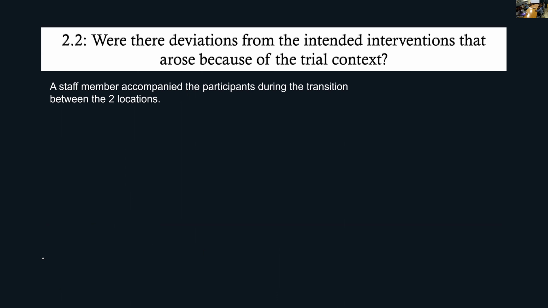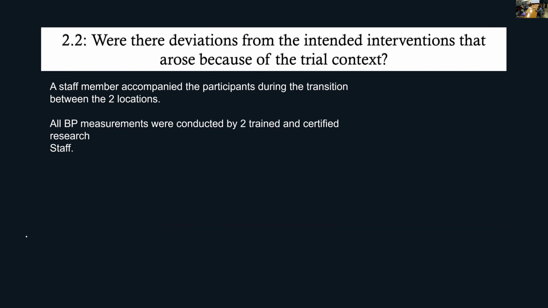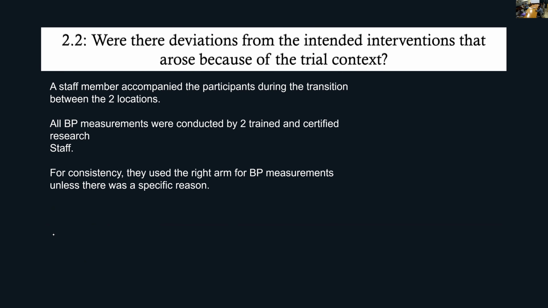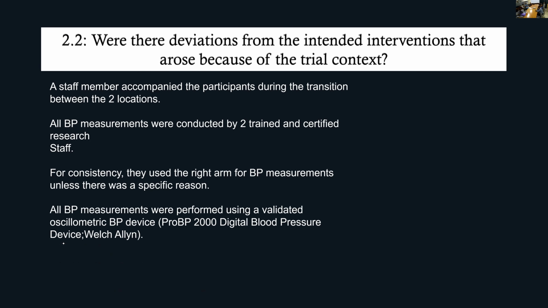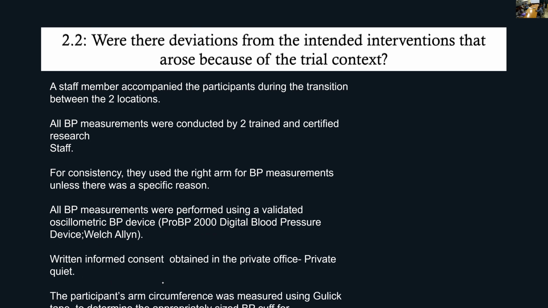So they had 6 possible sequences, 3 settings. A staff member accompanied the participant during the transition between the 2 locations. All BP certified staff. For consistency, they used almost always the right arm unless there was some specific reason. Then all measurements were using a validated oscillometric BP device. And initially written consent was obtained in the private office, from where they went to the different setting. The participant's arm circumference was measured to make sure the BP cuff size is correct for this measurement.